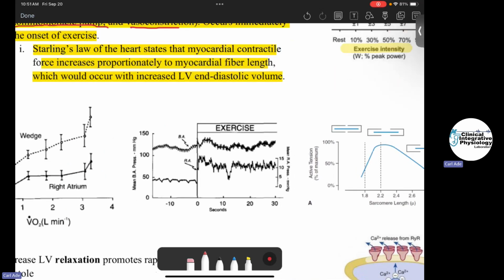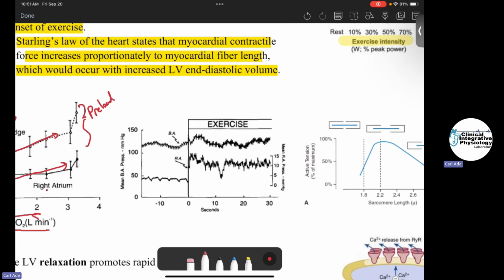Over here, it's another way of looking at it. So this is time in seconds. Here's our exercise onset, and this is pressure. So BA, this is brachial artery pressure. This RA is right atrial. Again, this is an index of preload. Note at the onset of exercise, it immediately increases.